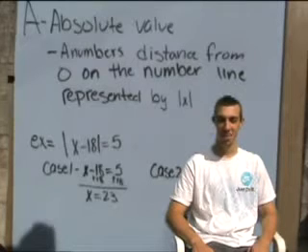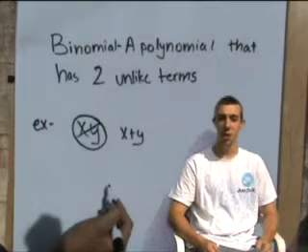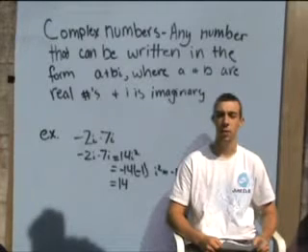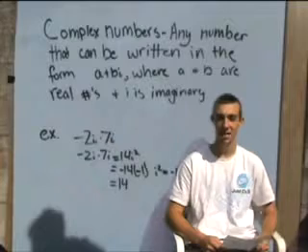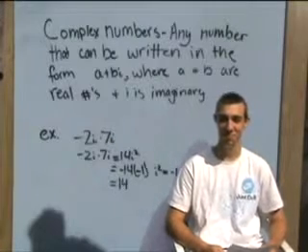A. Absolute value: a number's distance from zero on the number line. B. Binomial: a polynomial that has two unlike terms. C. Complex number: any number that can be written in the form a plus bi, where a and b are real numbers and i is imaginary.